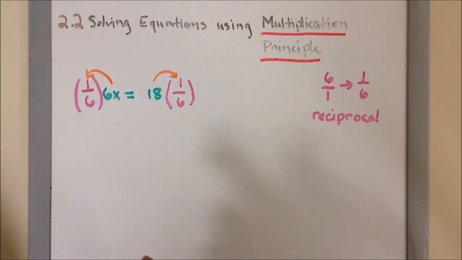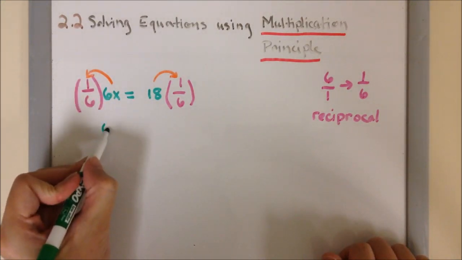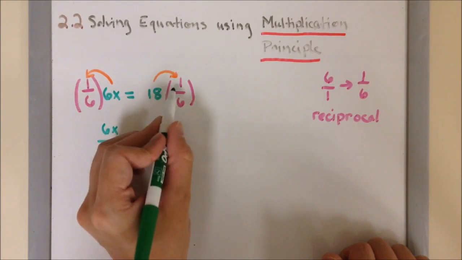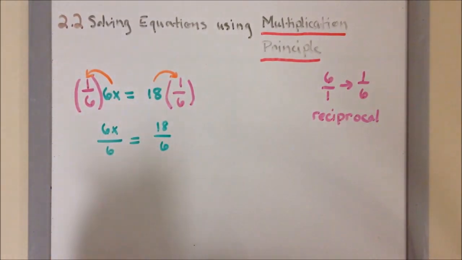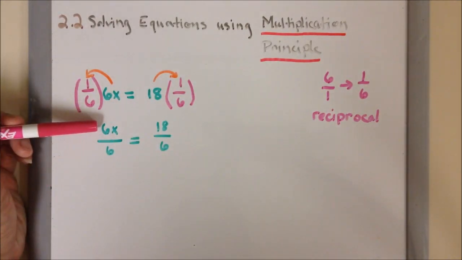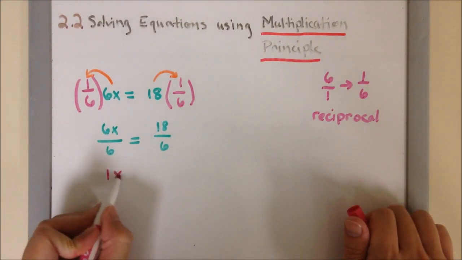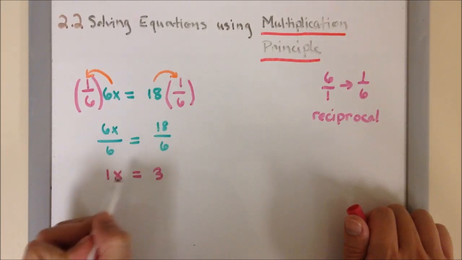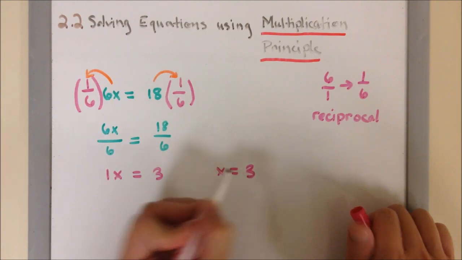So when we do that, it will become 1 times 6x is 6x over 6 equal 18 times 1 will be 18 over 6. And then from there, 6 divided by 6 will become 1x, equal 18 divided by 6 will be 3. So 1x equals 3, or x equals 3.